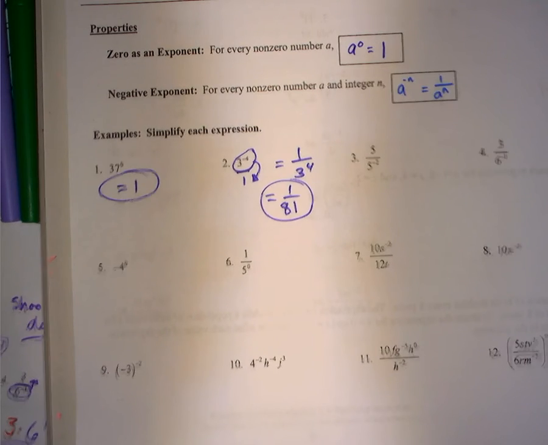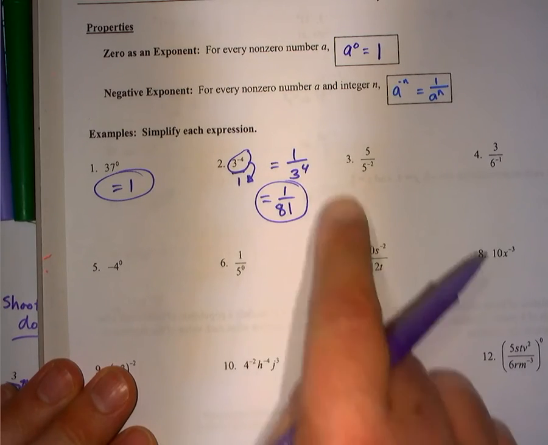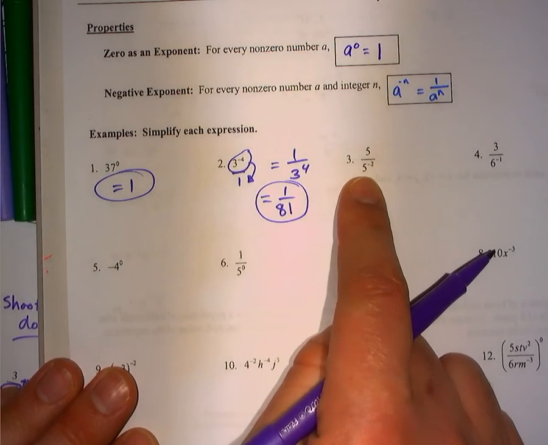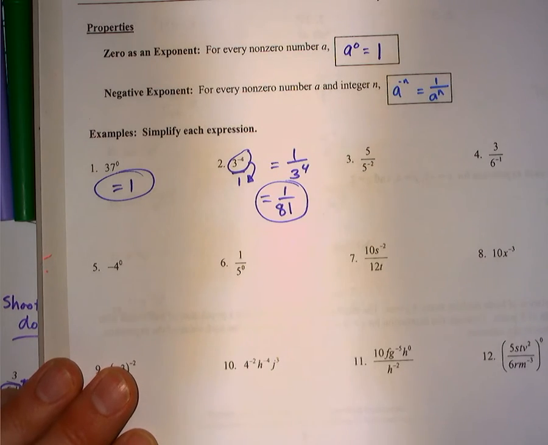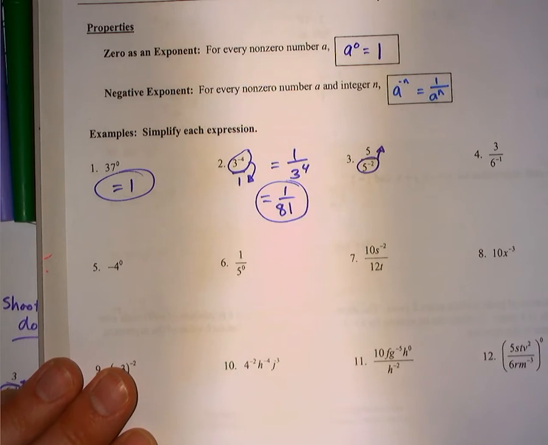All right. So the big rule is no negative exponents. We always want to make them positive. So in this case, on number 3, it's downtown. Well, if it's downtown, shoot it uptown. I'm going to bring this guy up.